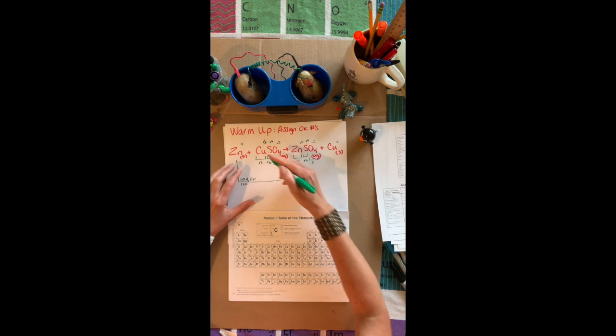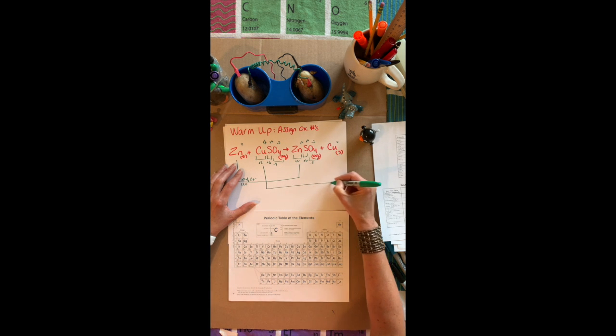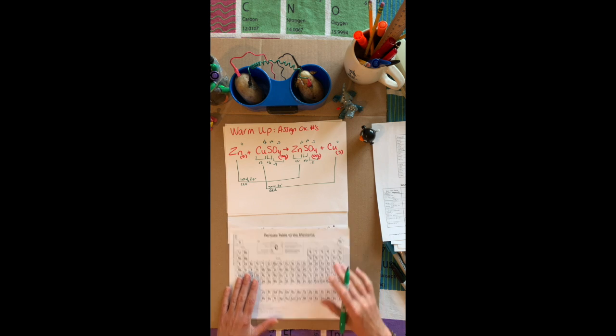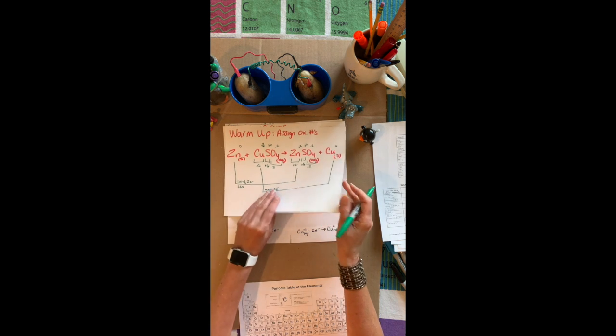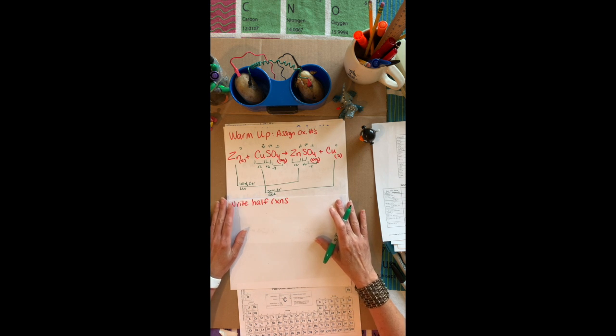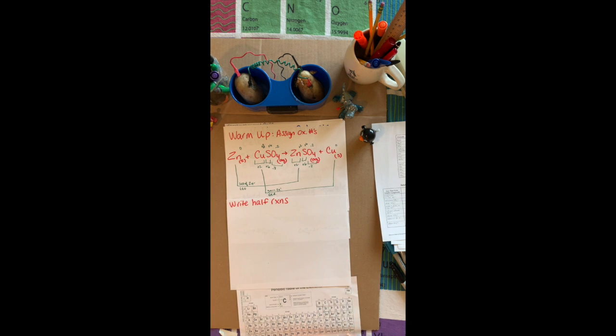Copper, here it is. Copper changes from a +2 to a 0. It must be gaining 2 electrons, and that is GER. That is the gain of those electrons. So now we know we have an oxidation-reduction reaction.